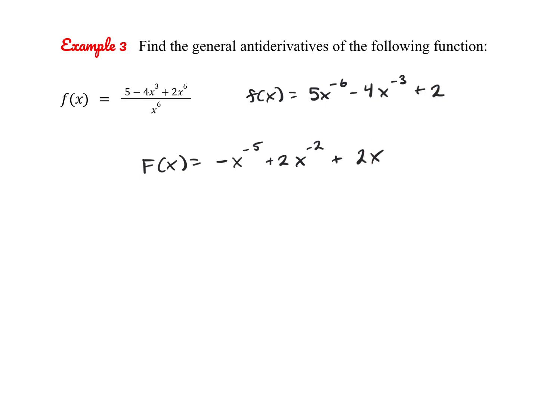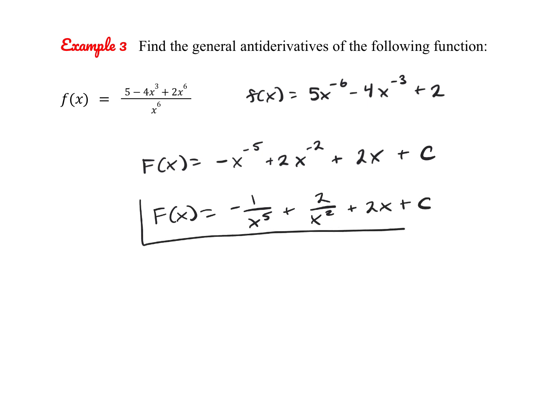So now we will want to make sure to add our constant of integration, and then we'll just write our final answer so there's no negative exponents. And then we are done. So if there's a way that you can rewrite the original function that you're given to maybe split it up into individual terms rather than a quotient or a product, I would definitely recommend doing that.